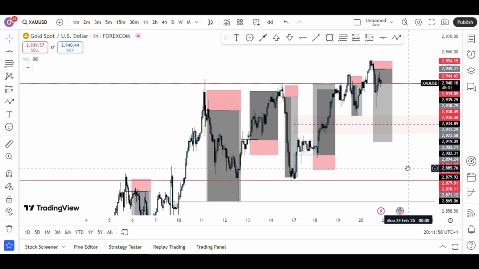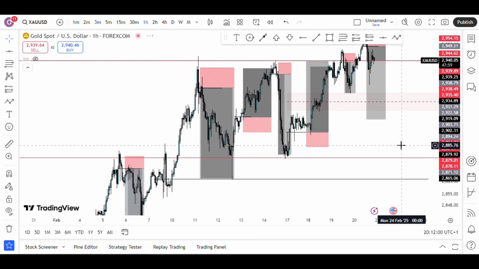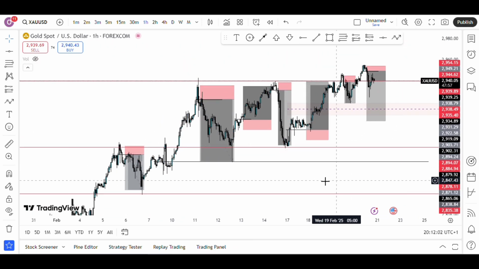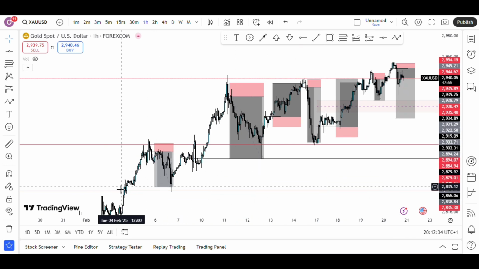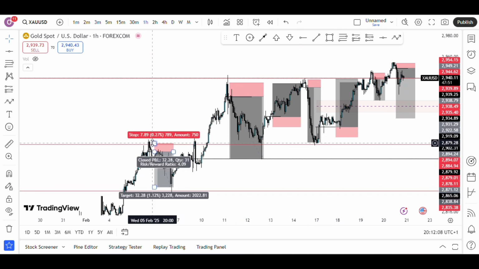So what could you understand here? Let me show you how to catch up the entries from the recaps, right? So right now you can see the market was on this zone, then we broke to this zone, to this very zone.